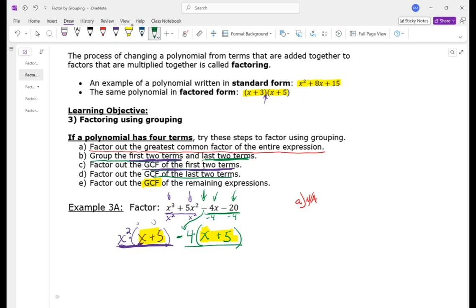So what I'm doing is I'm going to take out this x plus 5, which is what is in common with both of these. I'll write this in red. And I'm going to multiply it out in front. I'm going to have it out in front.